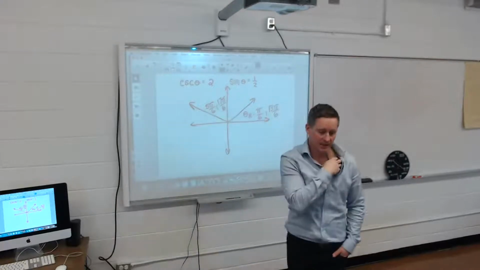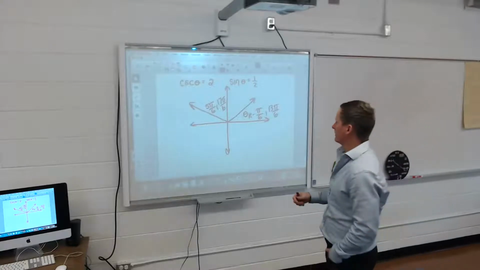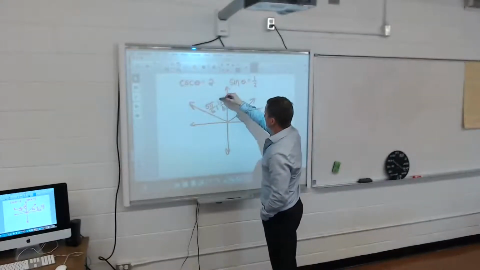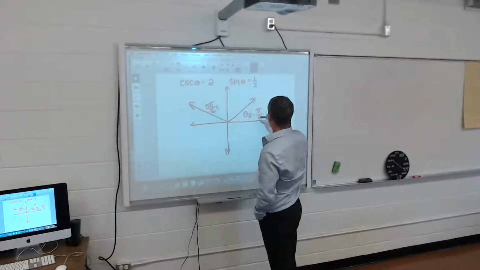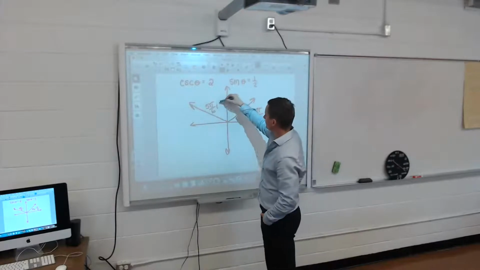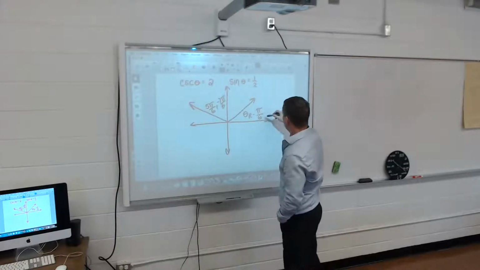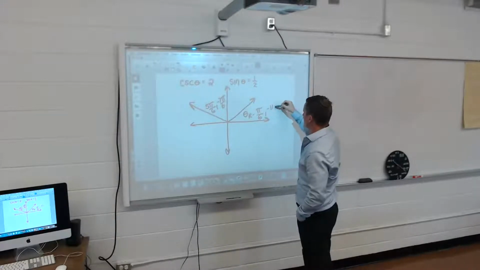But the domain says up to 2 pi, right? Yeah, so you have to get rid of 13 pi over 6 and 17 pi over 6. So this is no good to us. So then you have to go around the circle till you get to here: negative 7 pi over 6 here, and negative 11 pi over 6 here. Okay, yeah, that answers my question.